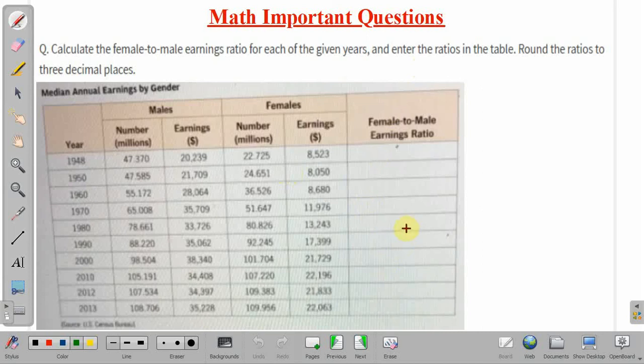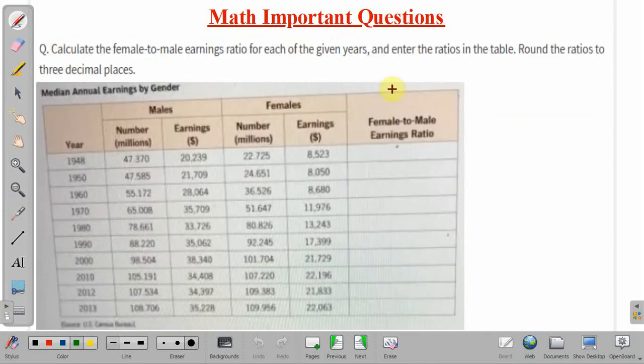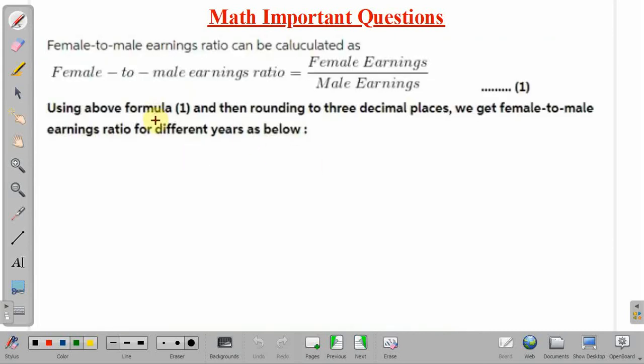So how we can calculate the ratios? See, ratio can be calculated as female to male earnings will be equal to female earnings divided by male earnings. Okay, so you can see this table. This is given as earnings of female. This is number of females. This is earning of males, and this is number of males. Okay, but simply we have to divide earnings of female by earning of males. So from that formula, we can calculate the ratio for different years as below.